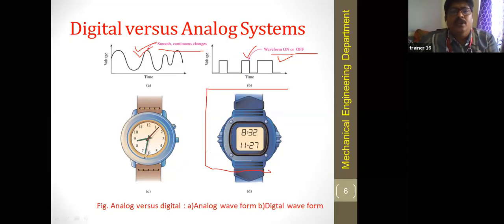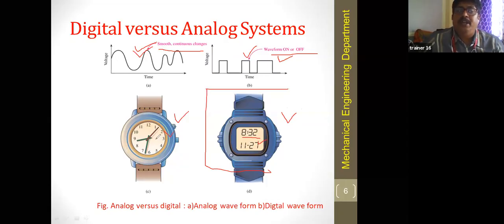Correct time. So this is an analog watch. Now in the digital watch, it clearly displays 8 hours 32 minutes. And sometimes the date also will be displayed. But here it is not possible to show the date.